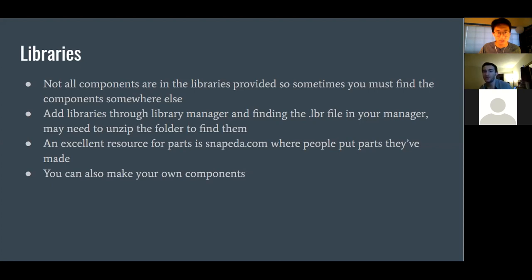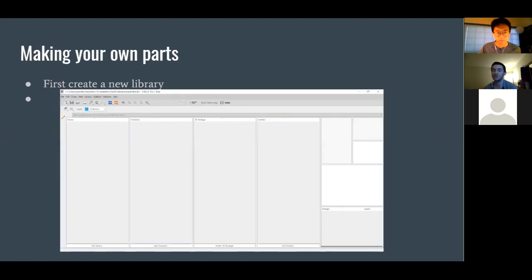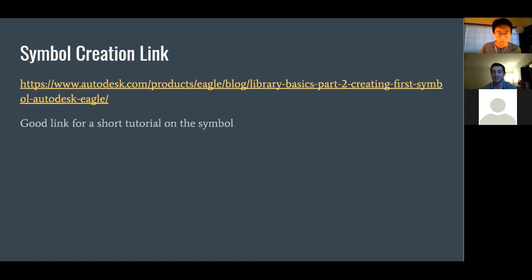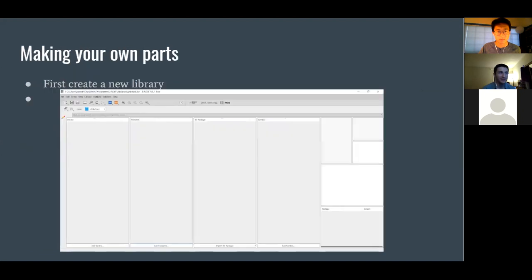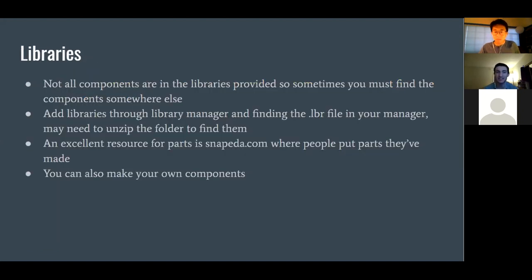There we go. I put one resource on this page, actually. It's a website called Snap EDA. They have a bunch of user-made parts, basically. Say you order something from DigiKey and it's not in one of the DigiKey libraries already. Well, someone out there has probably made it, so you can look it up first. If it's not there, that's when you probably want to make your own part.